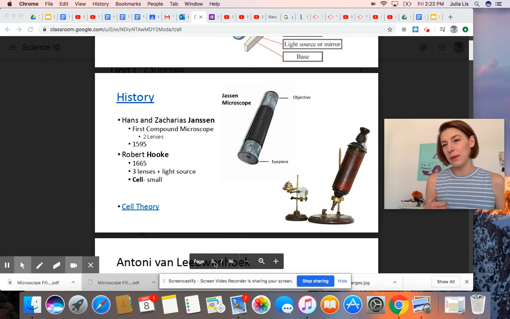He didn't know it, but those openings were where cells used to be, living cells, but they had died. So that's kind of cool that we still continue to use the term from the 1600s that he coined. So know Janssen, first compound microscope. Robert Hooke incorporated light into his microscope and coined the term cell.